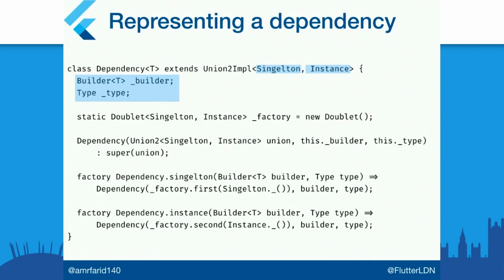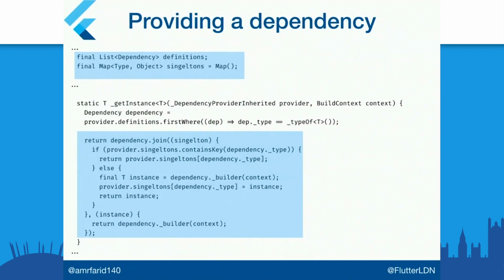That builder will be used to generate this dependency. And if we want to see how to work that out, the singleton, you can store them easily in a map typed to the object itself. And every time someone requests an instance, you can evaluate the dependency. If it's a singleton and it's already in the map, you can get it from the map. If it's not, you can use the builder to create a new instance and store it in the map for later use. And if it's just an instance, you just use the builder to create a new instance.